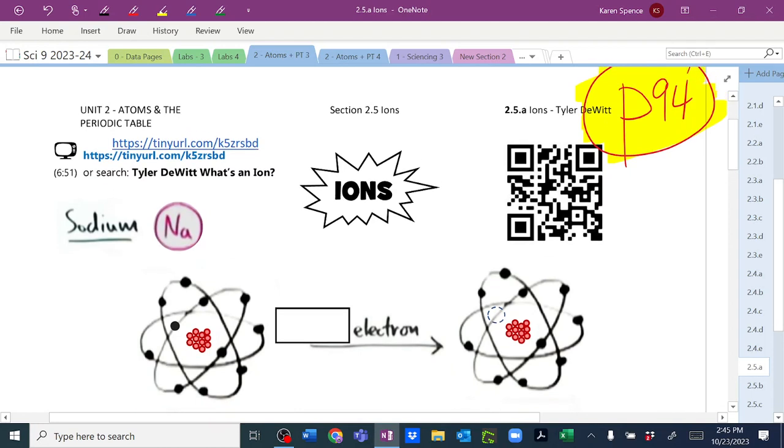Okay, what page are we on? What page are we on? What page are we on? Okay, and here we go.